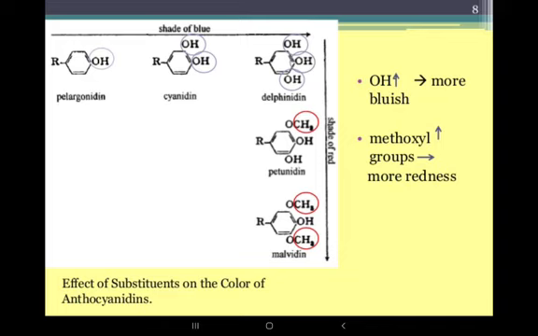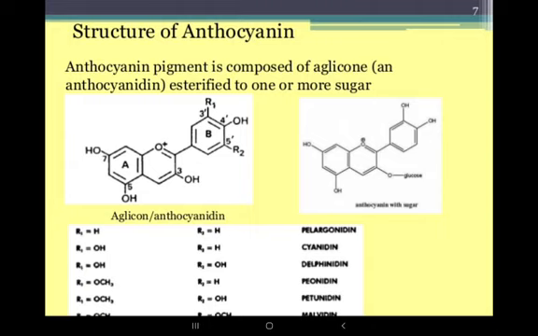Structure of anthocyanin. Anthocyanin pigments are composed of an aglycone, which means an anthocyanidin, esterified to one or more sugars. So anthocyanidin is nothing but the aglycone form. With the sugar, we get the different categories. We already know pelargonidin, cyanidin, delphinidin, peonidin, petunidin and malvidin. These have different names depending on R1 and R2, which carry different groups in those positions.